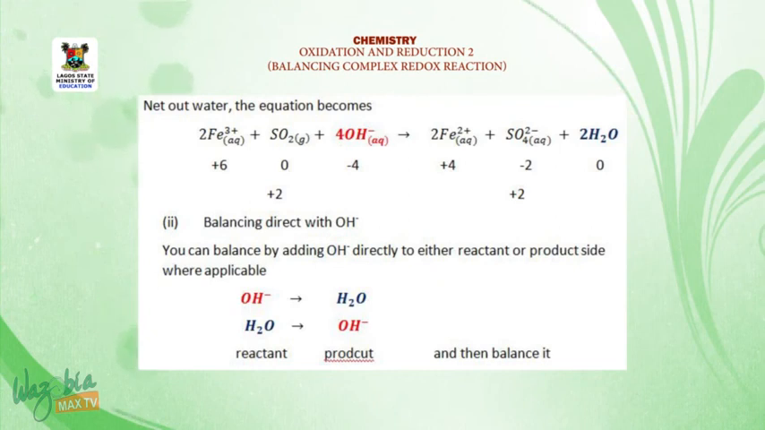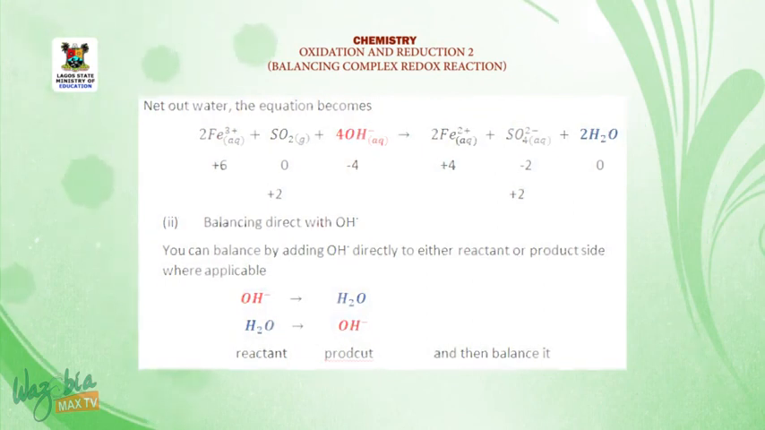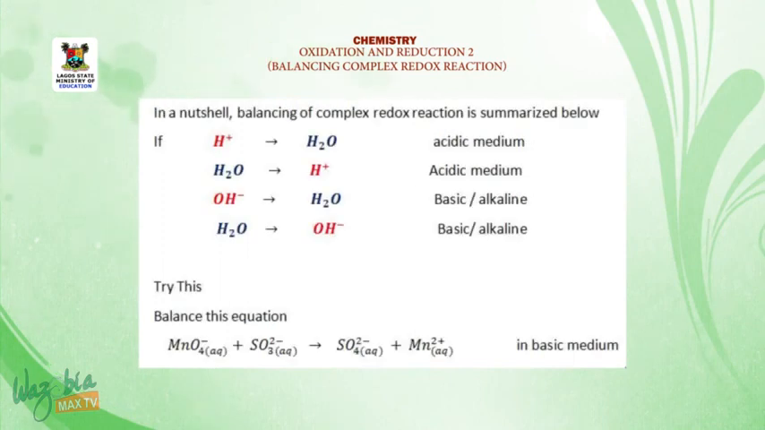Number 2, now balancing directly with OH. You can balance by adding OH directly to either the reactant or product side where applicable. Now, if you are adding OH on the reactant side, you add water to the product side. If you are adding water to the reactant side, you add OH on the reactant side. In a nutshell, balancing of complex redox reactions is summarized below.